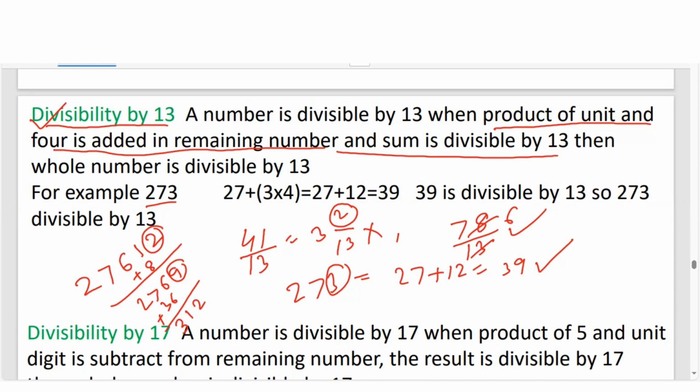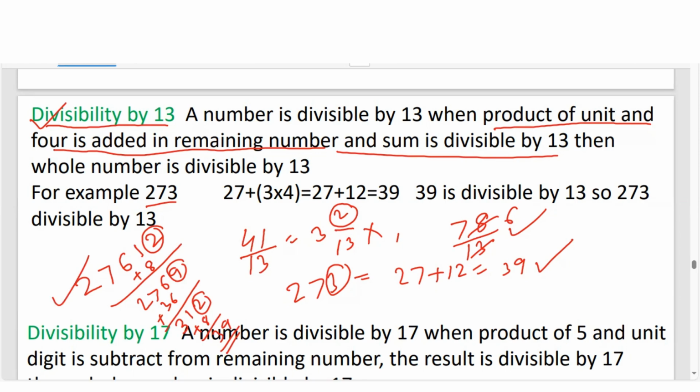3, 3, 1, 2. Again, this is the line number. So we are making the same thing. Unit is 2. So 2 into 4, 8. So we are adding 8. So what we are getting? 39. Yes, 39 is divisible by 13. So yes, this number is divisible by 13.